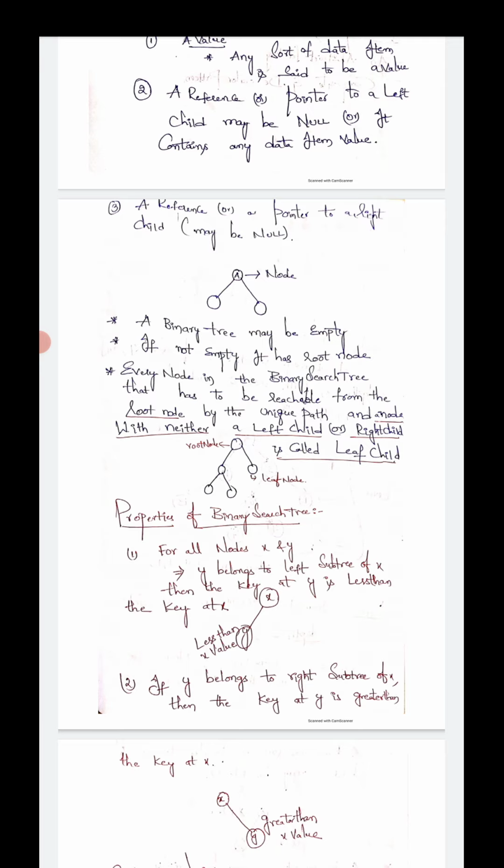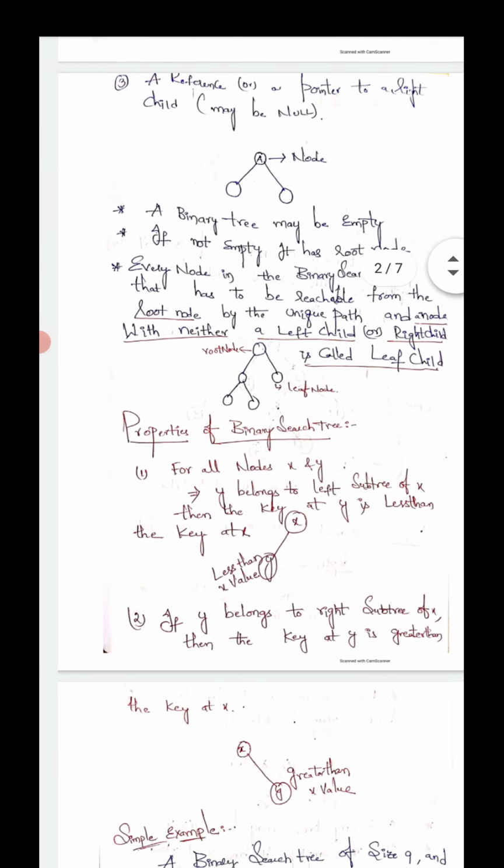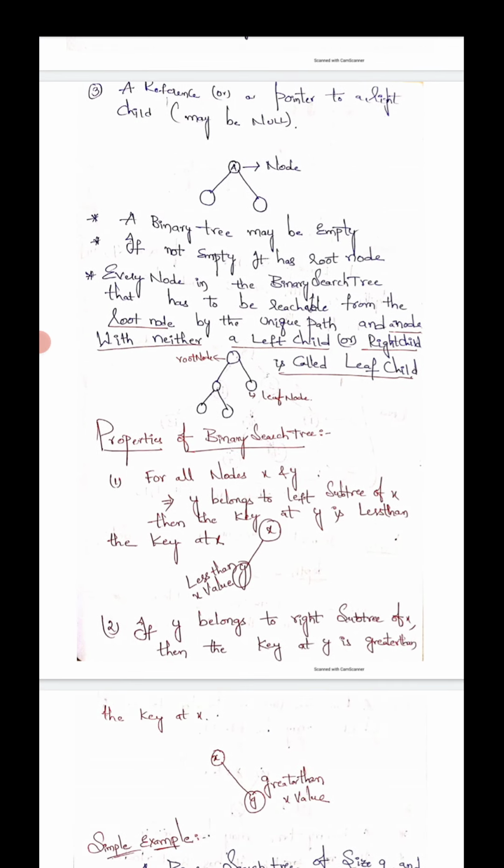Look at the diagram. A root node is there, and it may have left children and right children, and the left child may have sub-children also. The last child is said to be a leaf node. A node with neither a left child nor a right child is called a leaf node. If you know that a binary search tree is composed of zero or more nodes, now look at its properties.